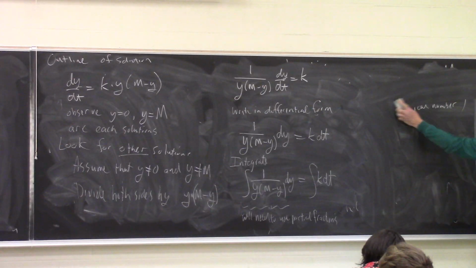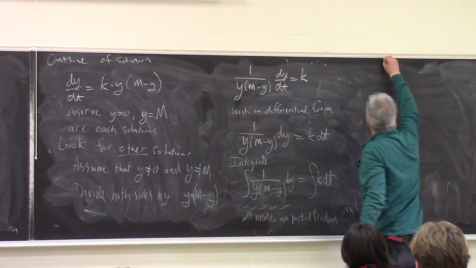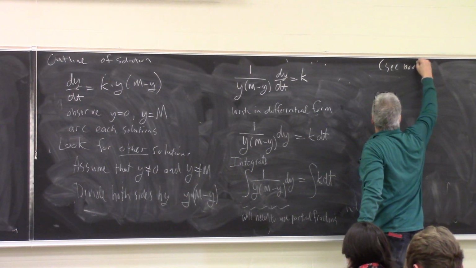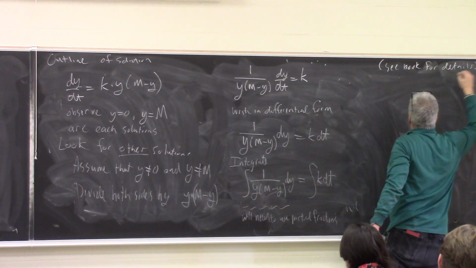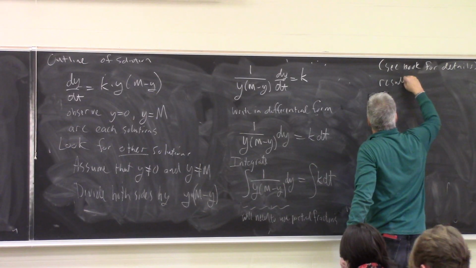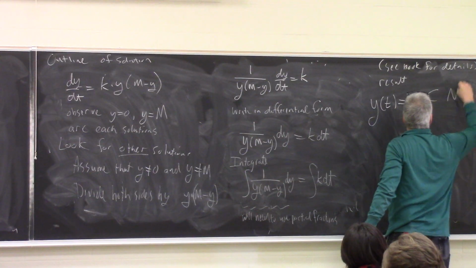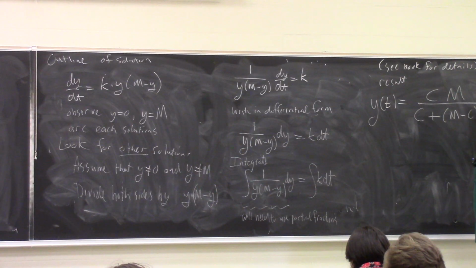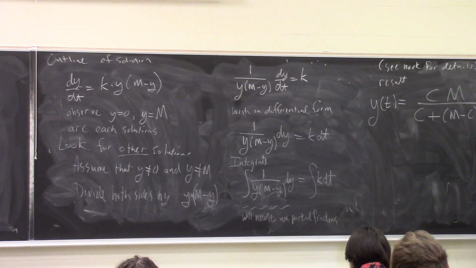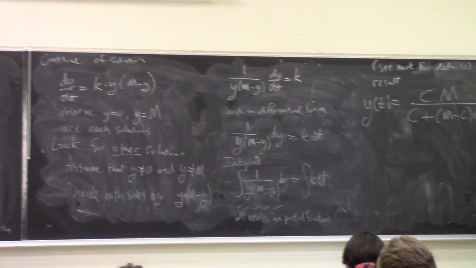All right, so see the book for this work. And the result is y as a function of time equals Cm over C plus the quantity m minus C e to the minus kmt, where C is a non-zero real number.